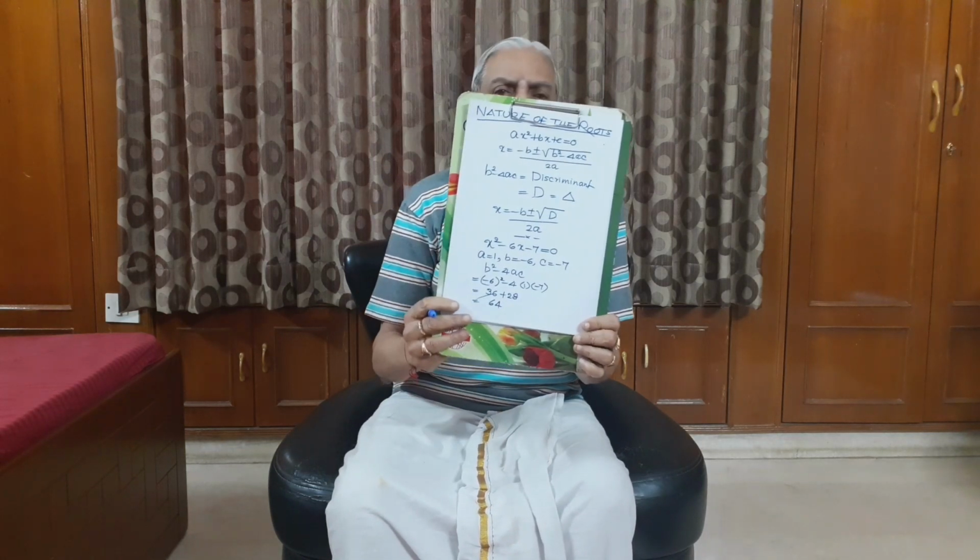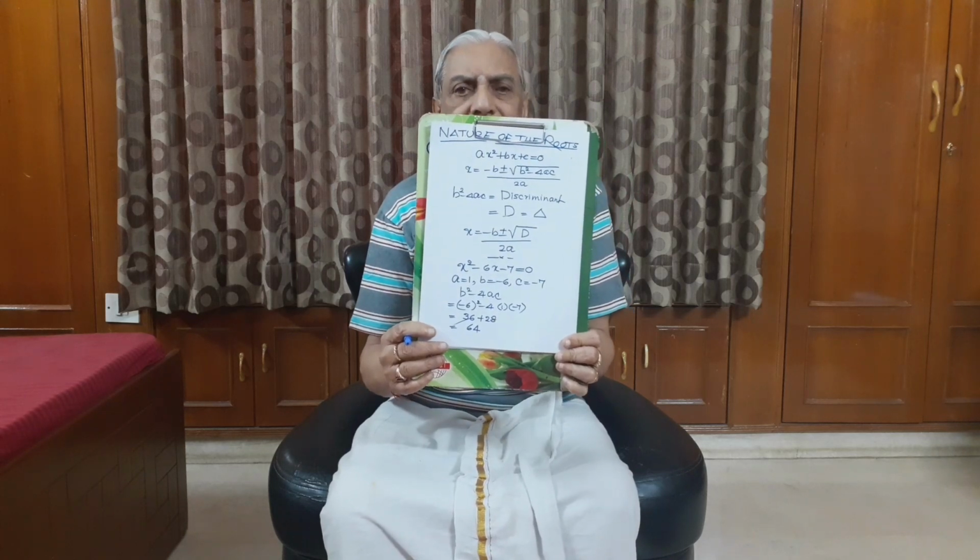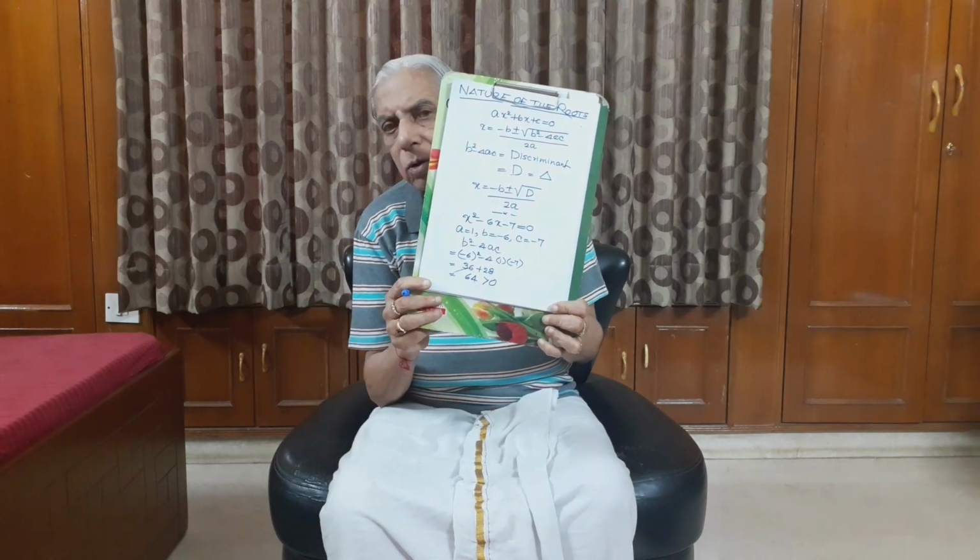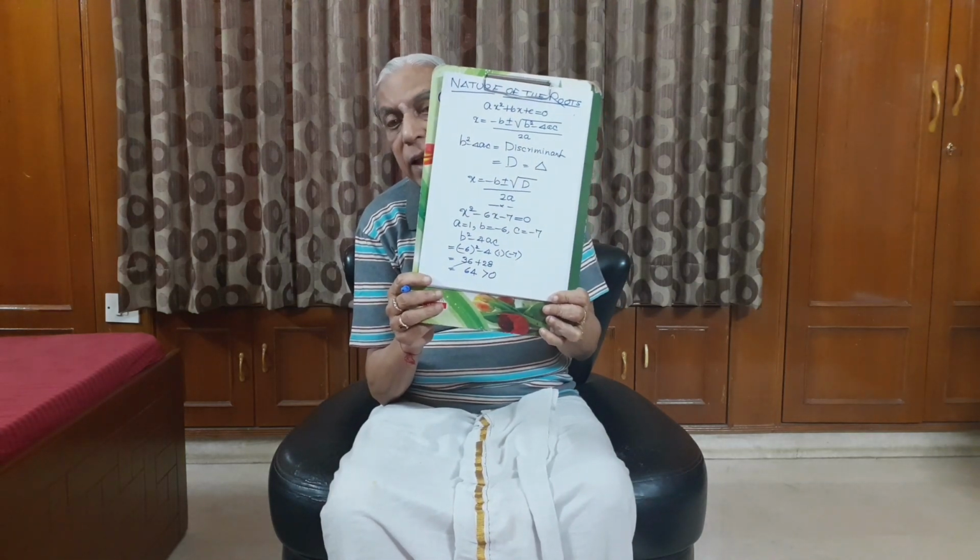Now what is the value of b squared minus 4ac? That is 64. That is 64. And this 64 is greater than 0. Is it true? 64 is greater than 0.